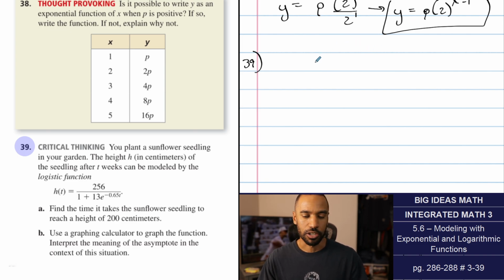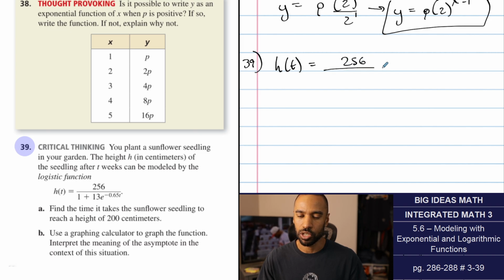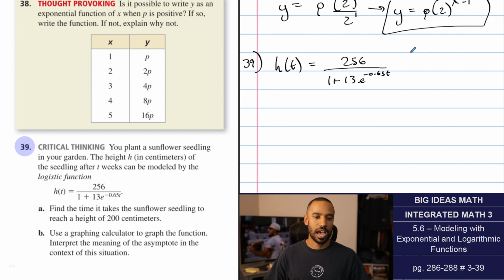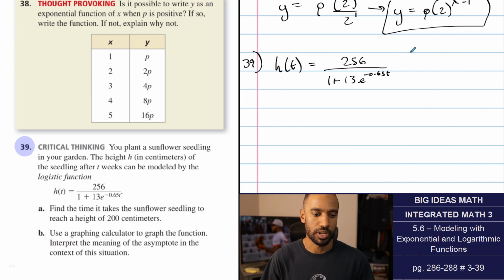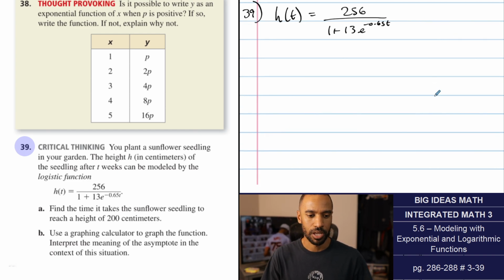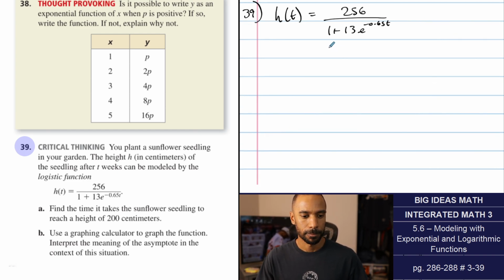Anyway, logistic function. h of t equals 256 over 1 plus 13e to the negative 0.65 t. Find the time it takes the sunflower seedling to reach a height of 200 centimeters. So we're solving for t.